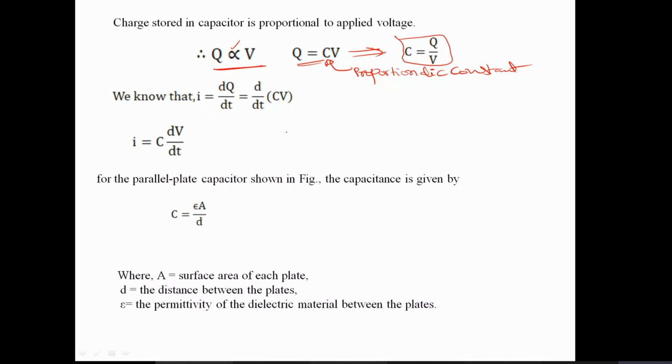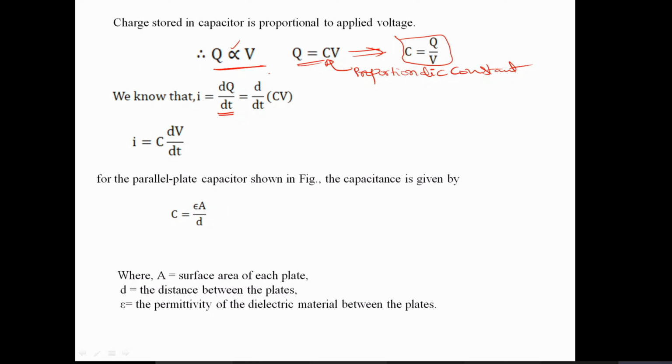I is equal to dq by dt. So the change in charge is called current, and that change in charge we represent with a differential operator dq by dt. So therefore, the current I is equal to dq by dt, and we know that.